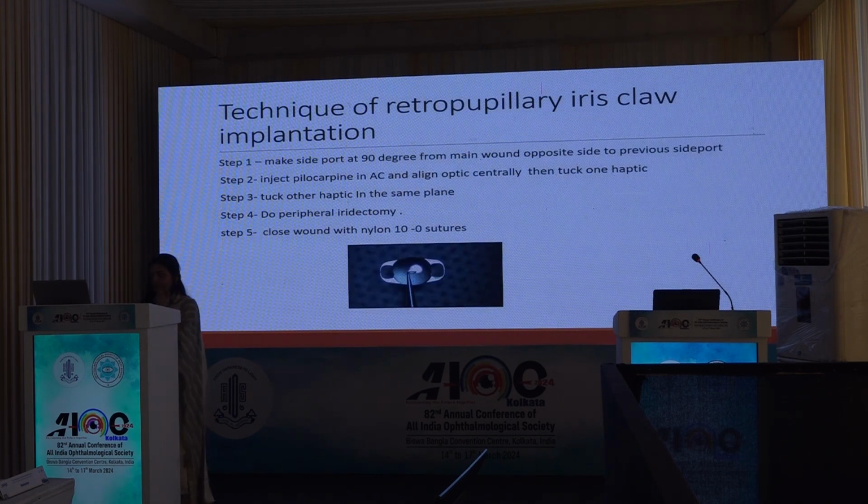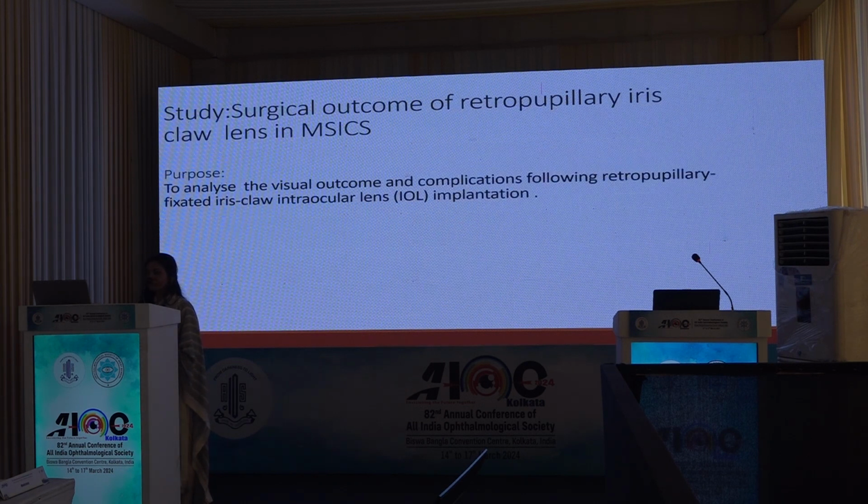So how to implant retropupillary iris claw lens? We have to make one side port opposite to the previous side port. We have to inject pilocarpine in the anterior chamber and align the optic centrally, then tuck one haptic, then tuck the other haptic in the same plane. At the last, we should do peripheral iridectomy.